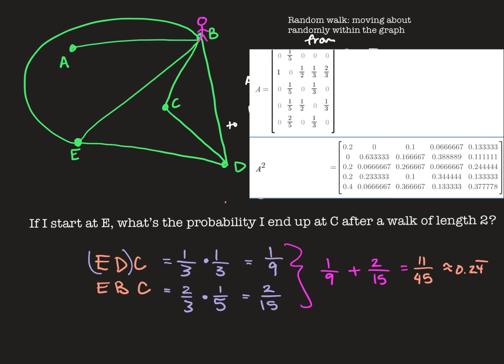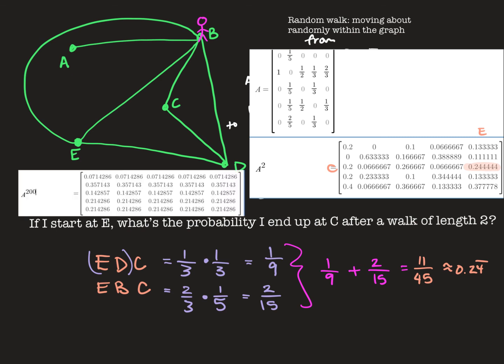This was my original matrix. This is the squared matrix, and you will notice starting at E, ending up at C, that's going to be right here, because this would be E, and this is C. And that ended up getting us exactly what we calculated. So that's the idea.